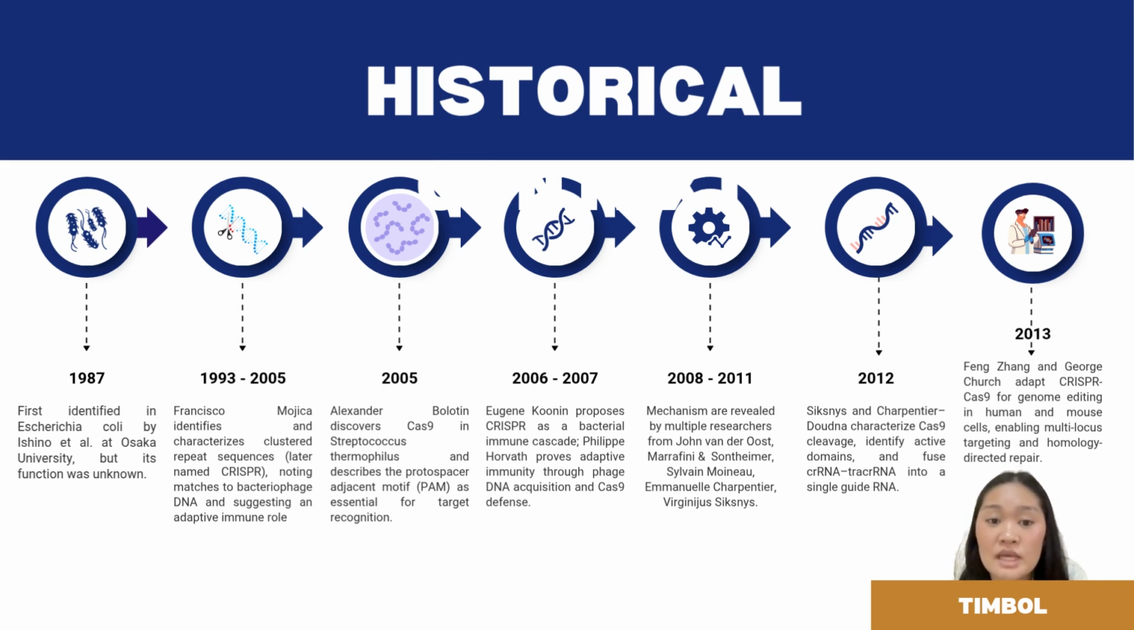Then, in 2012, Charpentier and Jennifer Doudna simplified the system by combining two RNAs into a single guide RNA, while Siksnys characterized Cas9's cutting mechanism. And finally, in 2013, Feng Zhang and George Church adapted CRISPR-Cas9 for use in human and mouse cells, marking the start of a new era in genome editing.